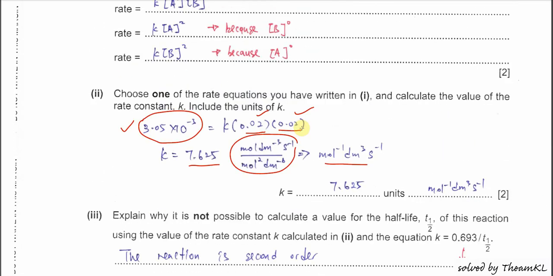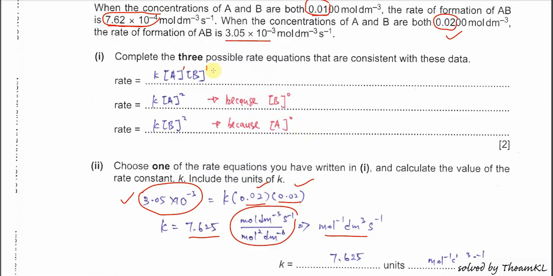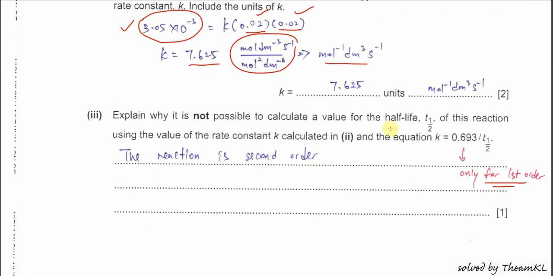As you can see, the reaction overall is actually second order, either 1 plus 1, or second order for any one of these reactants. Because the equation given is for the first order, we cannot use it to get the half-life. So the answer is very easy: because the reaction is second order, you cannot use the first order equation to calculate the half-life. There are other equations, but in this A-level syllabus, you just need to know the equation for first order. For second order and zero order, you need not know the equation.